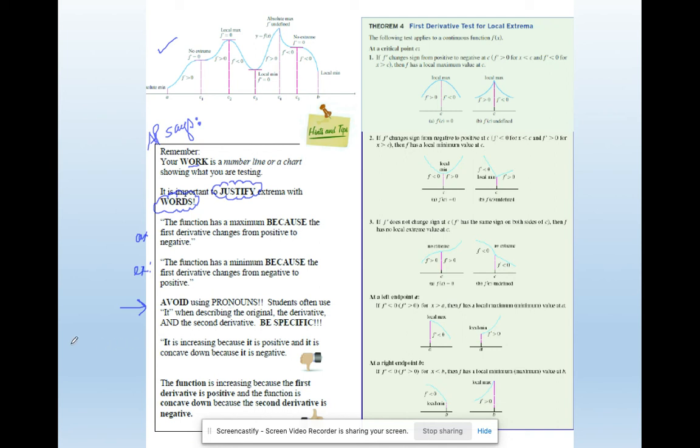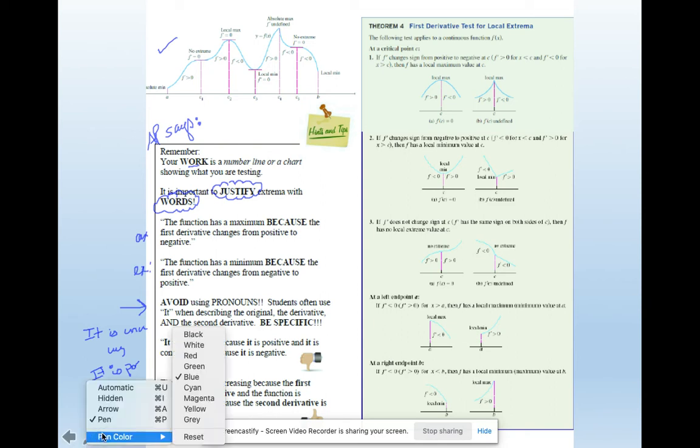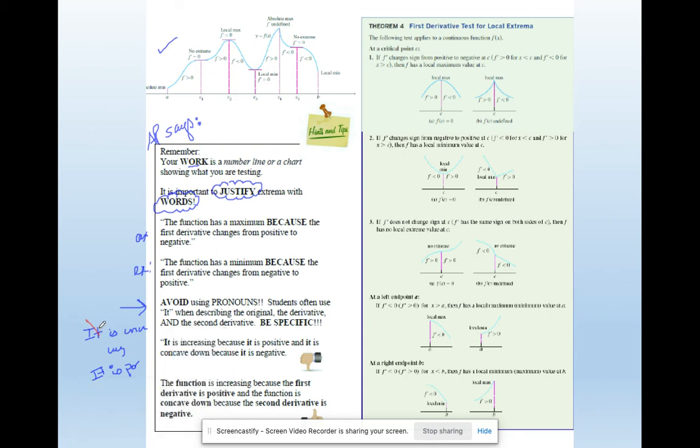So if a student writes, it is increasing because it is positive, what does it mean? It means two different things there. That's the only English requirement that you have here. No capitalization, no punctuation necessary, no even correct spelling necessary. Don't overuse your pronouns. Don't say it. Say the original, or f of x, is increasing because f prime of x is positive. Okay?